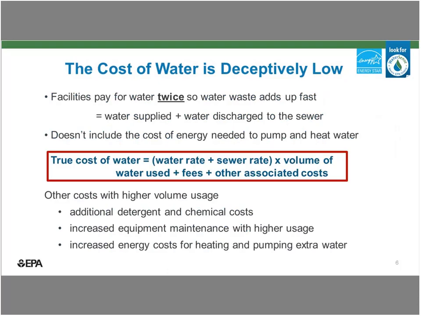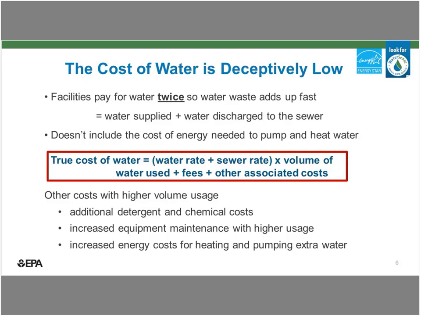So one thing that I really like to remind people of is that the cost of water is deceptively low. Water costs have always been lower than energy costs, but they're actually coming in pace to start to meet the same amount that energy is. So water is becoming more expensive, water rates are going up, so it is something to really pay attention to. The other thing is that facilities actually pay for water twice, so the costs add up really fast if you're wasting the water. Everyone pays for the water that's supplied coming from your utility, but you also pay a separate charge for the actual discharge to the sewer.